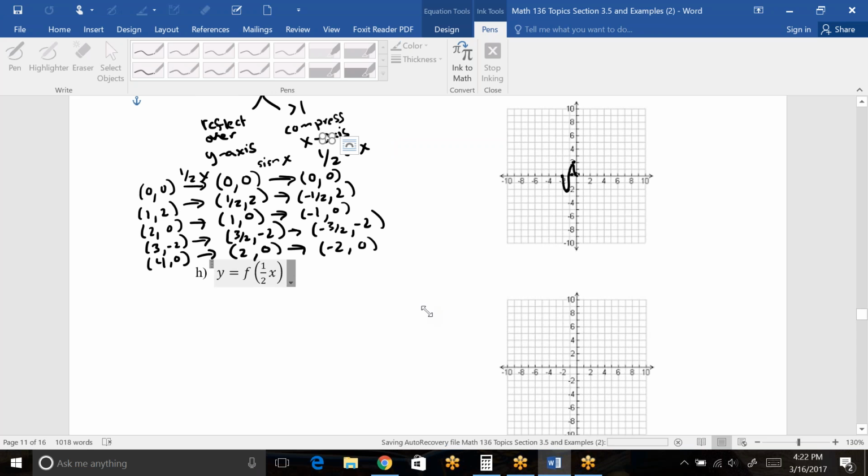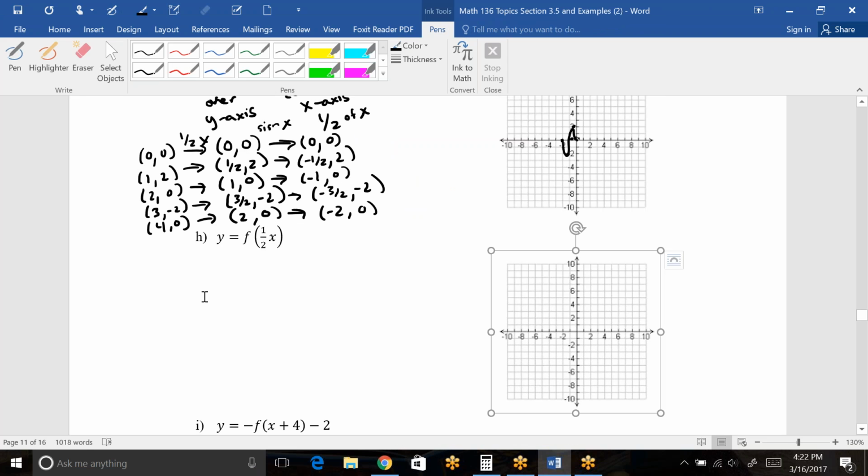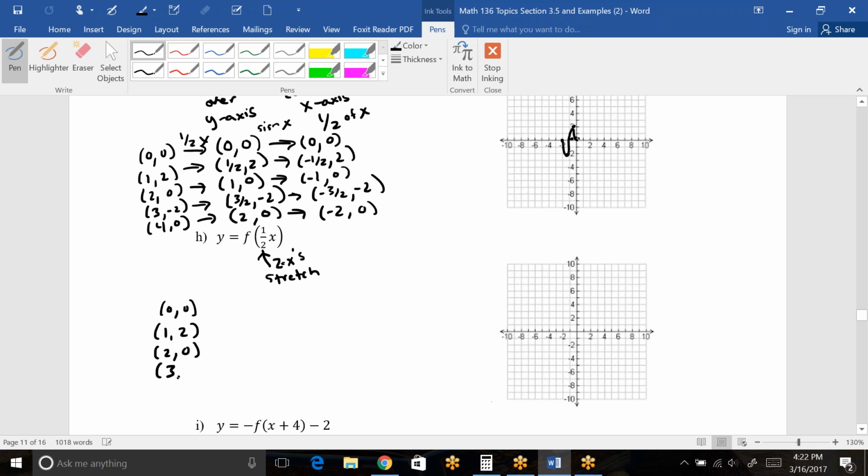Okay, so on this one we have, it's still not wanting to cooperate. Okay, we have a 1/2 inside but no negative this time. So this is going to be opposite of what we think. So it's going to be double all the x's. So 2 times all of my x's, which means it's actually going to be a stretch on the x-axis or x direction. So then I take my 5 points that we've been doing for each of these because it's that same shape they gave us in the directions.